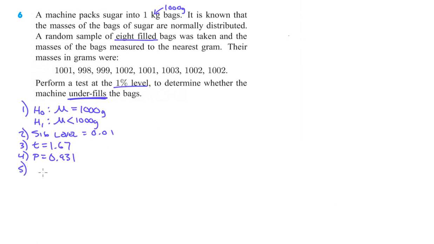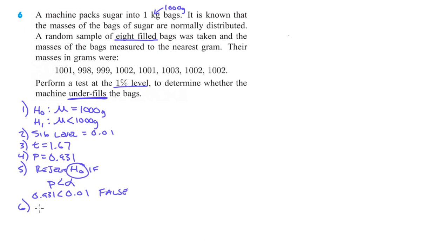Right? Our fifth step is to write the rejection inequality. So reject H0 if the p-value is less than our significance level, right? So we know our significance level there is 0.01. Our p-value in this case is 0.931. Is 0.931 less than 0.01? That is false. Okay, so we only reject H0 if this is true. So since it's false, that means we're going to accept H0.